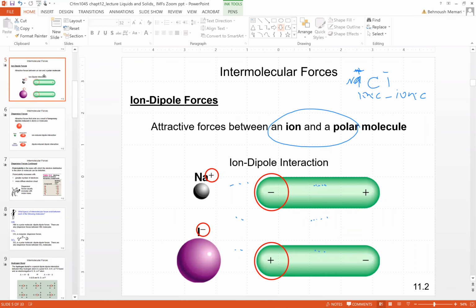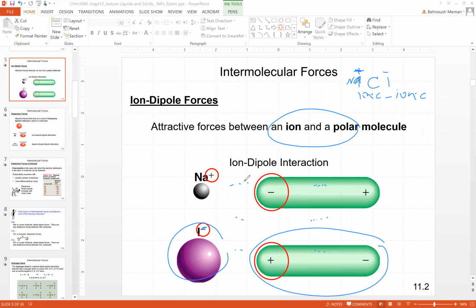Ion-dipole forces, it's going to be a force that holds ion to molecule. Like if you have sodium chloride in water, water molecule is polar. You have the negative and positive side for the water molecule, but sodium ion has a positive charge. Positive is attracted to the negative side of the molecule, and the negative ion is attracted to the positive side of the molecule. So your molecule must be polar, and then you must have an ion. The positive side of the polar molecule is attracted by the negative ion and vice versa. So this is the ion-dipole forces.